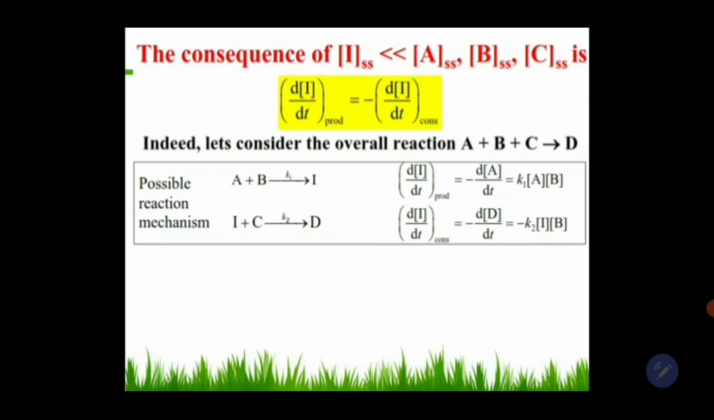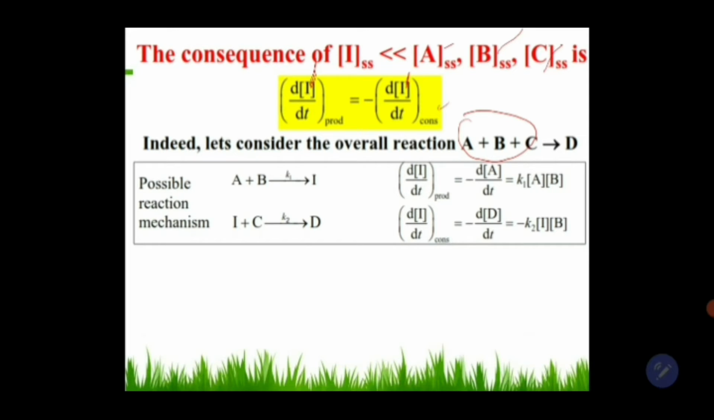So the consequence of the steady state approximation is, I means intermediate, the steady state concentration of the intermediate is far lesser than the steady state concentration of reactant A, reactant B, reactant C for this particular reaction. Then you can write that the rate of change of molar concentration of the intermediate produced is equal to the rate of change of molar concentration of the intermediate consumed.